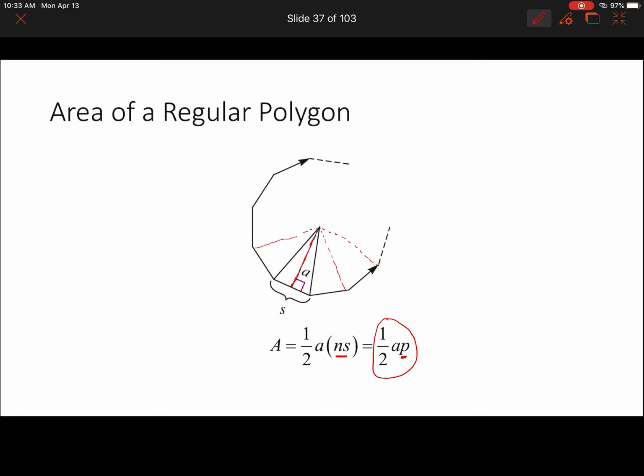And again, it's 1/2 times A. If it's a regular polygon, that A is the same length in every one of those triangles. And so 1/2 times A, and that's our height in the triangle, times the side length. And then we just do it however many times we have for the number of sides.